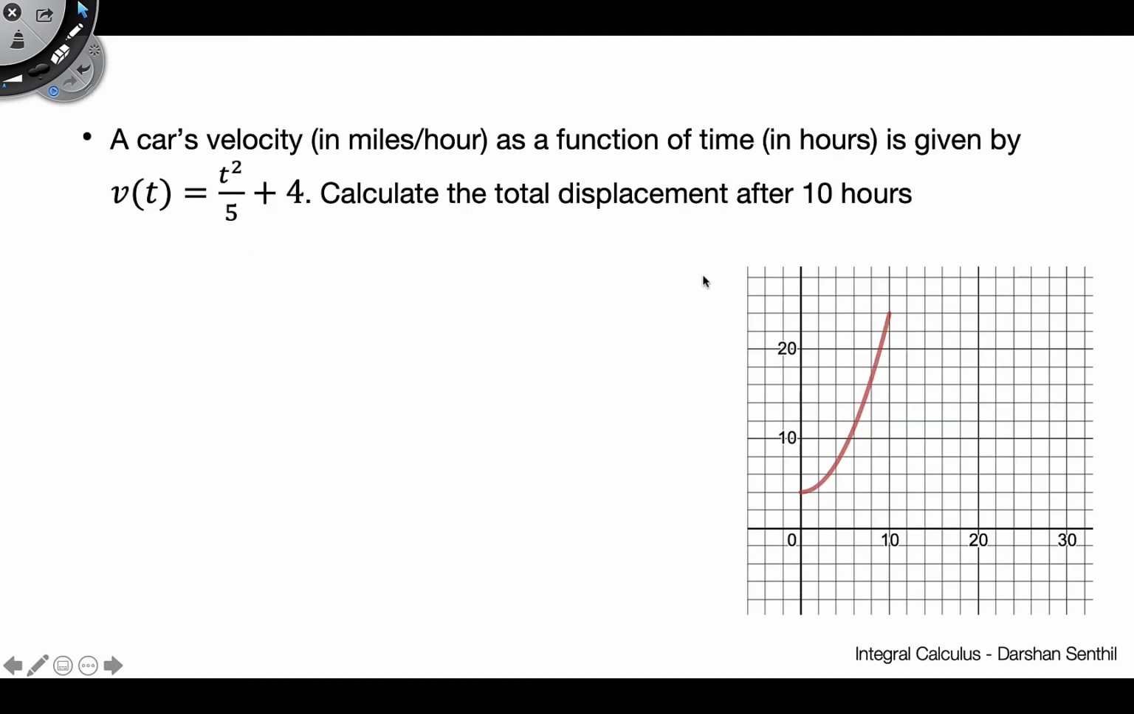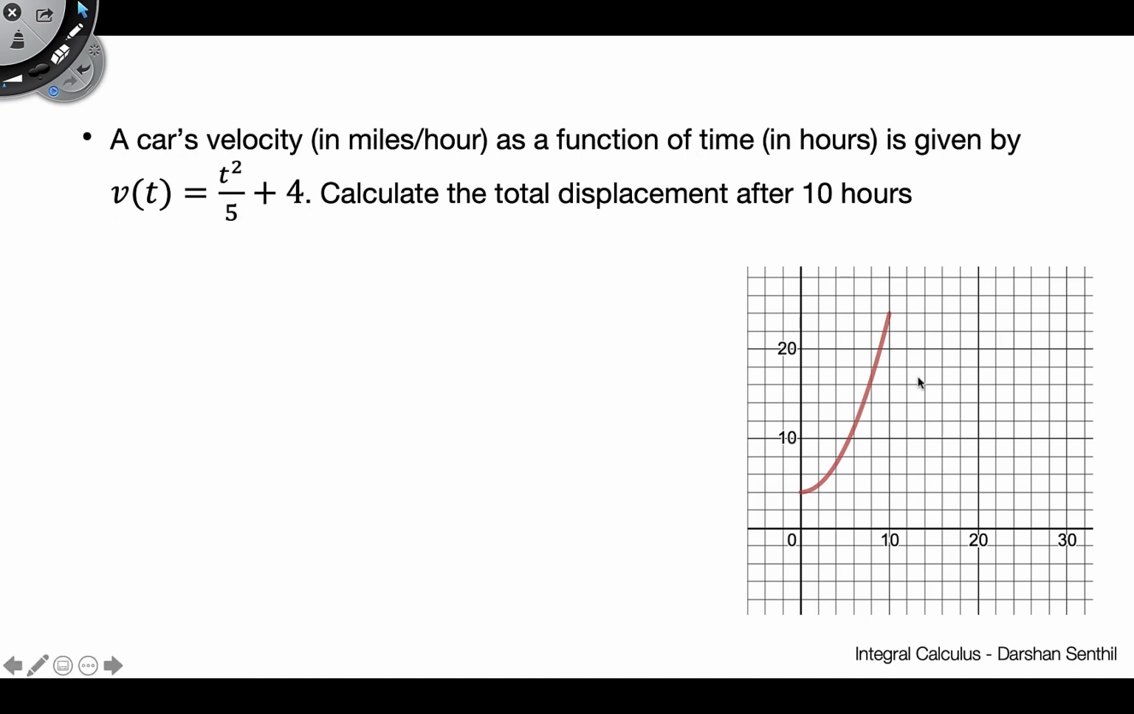All right, so this is the same problem that we saw towards the end of the previous video. The car's velocity is given by this function here. We want to calculate the total displacement after 10 hours. If you remember, the problem we ran into was that because the velocity changes at every instant of time, we can't really use our displacement equals velocity times time formula to find that total displacement here.